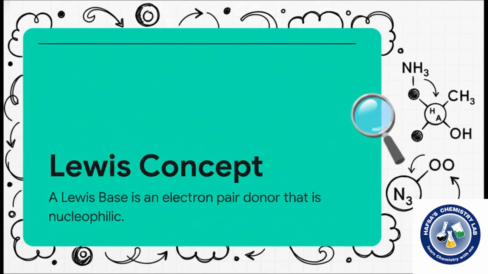Things like ammonia, water, and chloride ions perfectly fit this description, mostly because they have those extra electron pairs just sitting there, waiting for a partner.